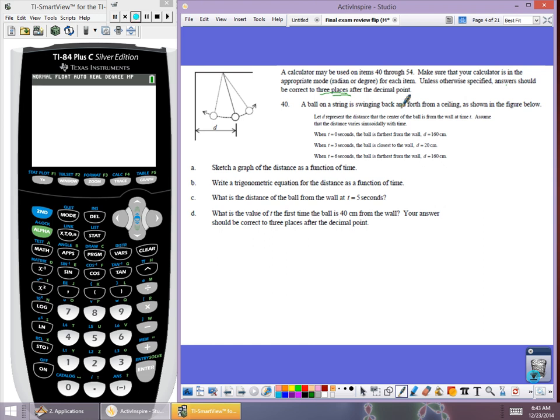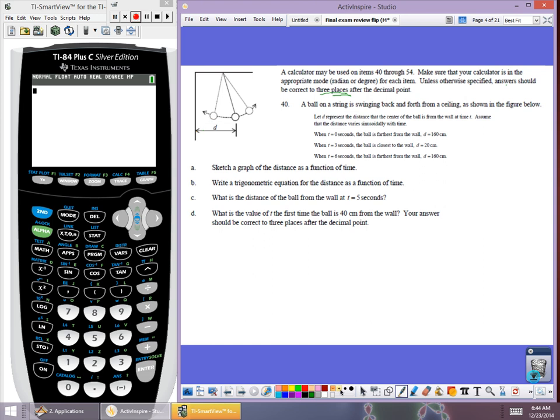All right, so a ball on a string is swinging back and forth from a ceiling as shown in the figure below. Well, on the side. So over here it's getting close to the wall, it's getting further away from the wall. Close to the wall, further away from the wall. So that distance is R. Let D represent the distance that the center of the ball is from the wall at time t. Assume that the distance varies sinusoidally with time.